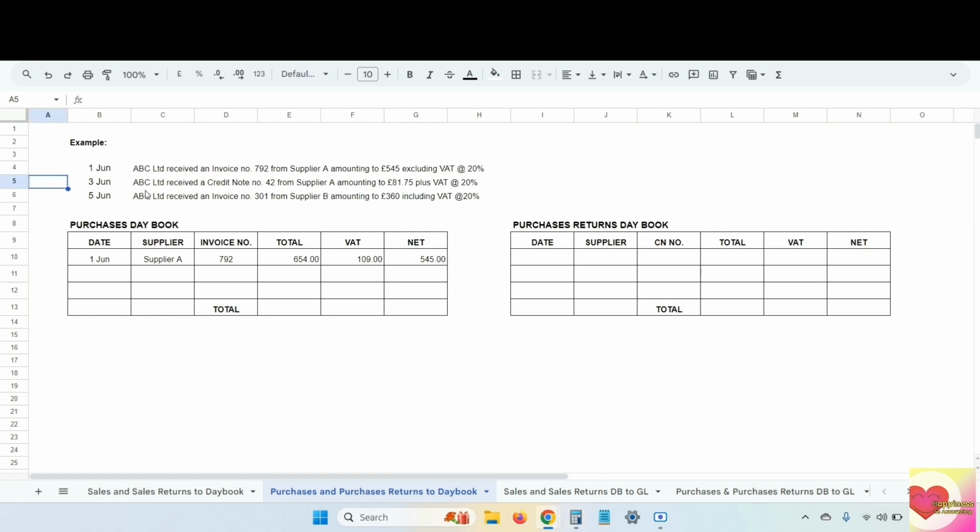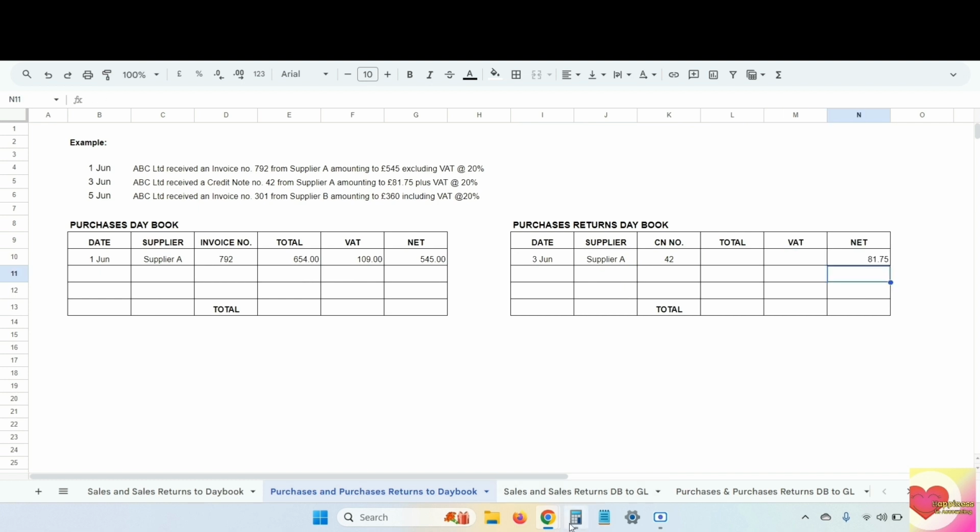Next, on the 3rd of June, ABC Limited received a credit note number 42 from supplier A amounting to 81.75 plus VAT at 20%. When we receive a credit note from our supplier, it means that we have returned defective goods to our supplier, so we will enter this to our purchases returns daybook. The amount is 81.75 plus VAT, so it means it is the net amount. Let's enter the details like the date, supplier name, and the credit note number, and the amount to our net column.